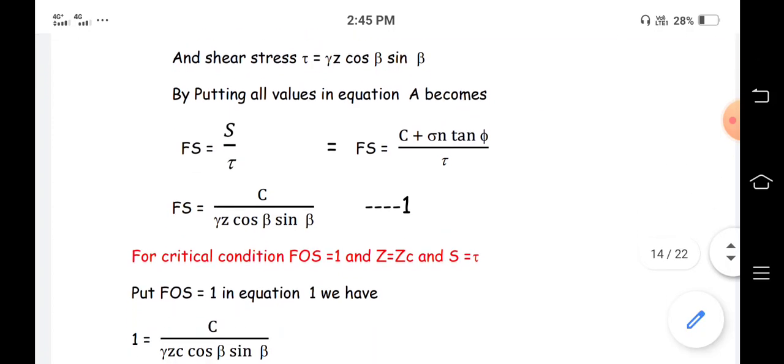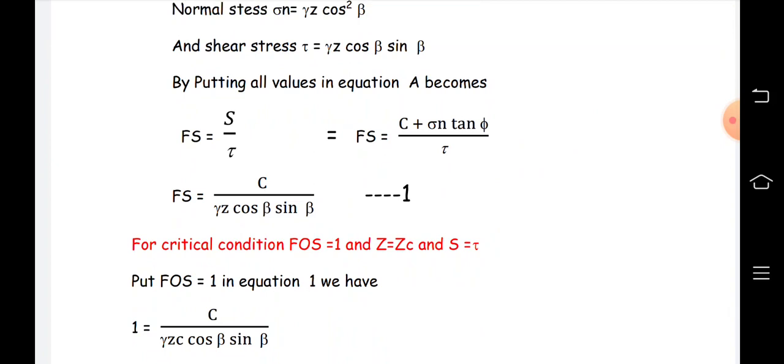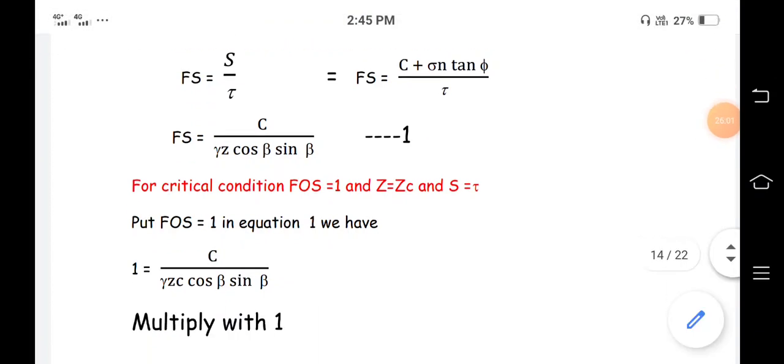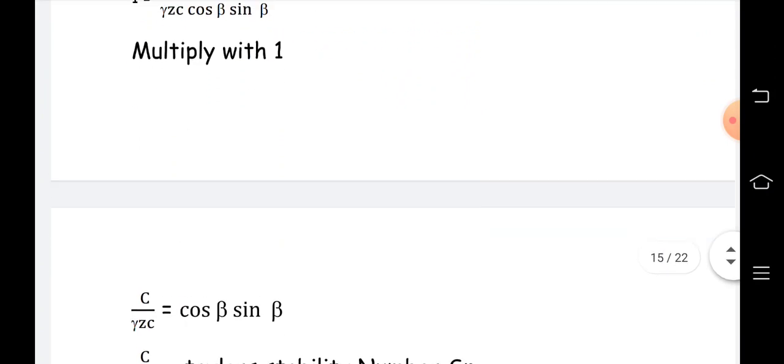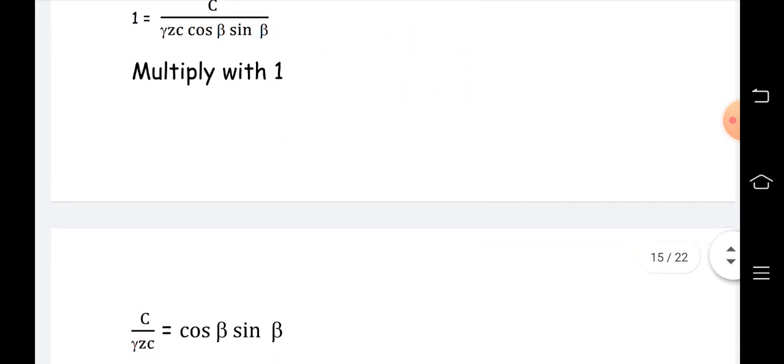Once again, for the critical condition, we take the factor of safety equal to 1 and z equal to zc, that is, the total depth equal to the critical depth, and the shear strength equal to the maximum shear stress along the potential failure. If we put the factor of safety equal to 1 in equation 1, we can write 1 equals C upon gamma zc cos beta sin beta.